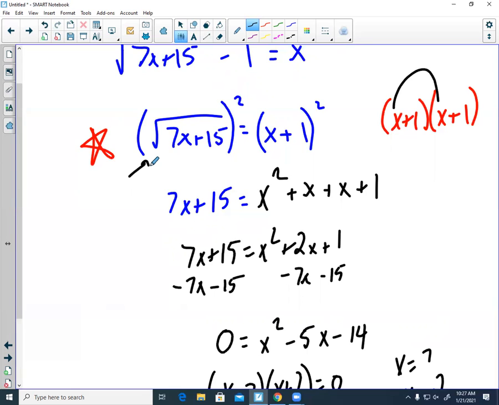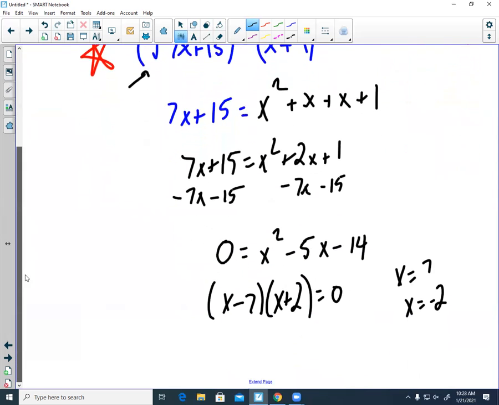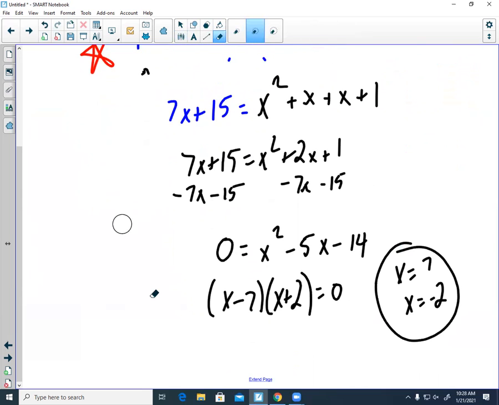So what you have to do at the very end of this question is figure out, do either of those answers make my original problem bad? So you have to think about that, all right? So what we're gonna do is we are going to plug these answers into the original problem. 7 and -2 will get plugged into the original problem, okay? And we're gonna test them to see if they actually work or if they don't.